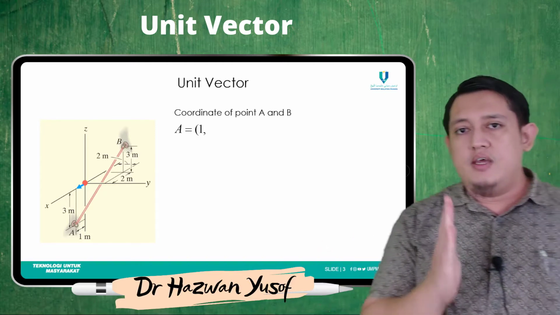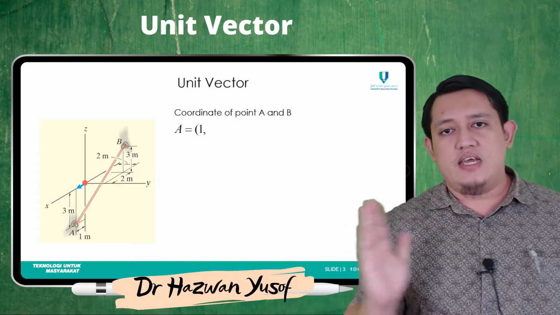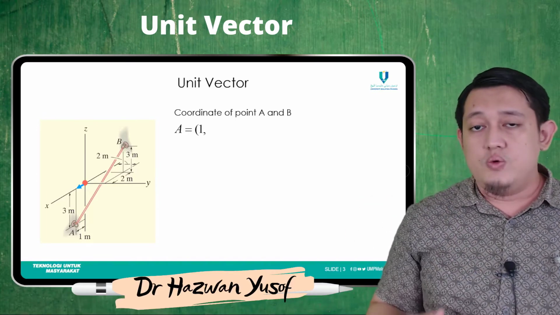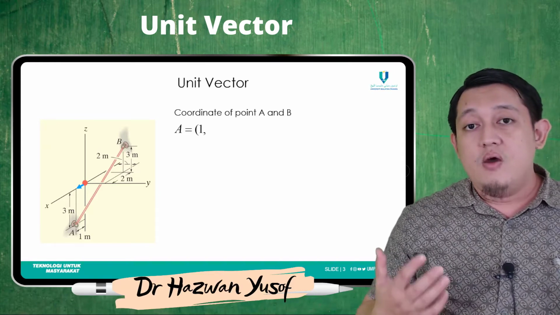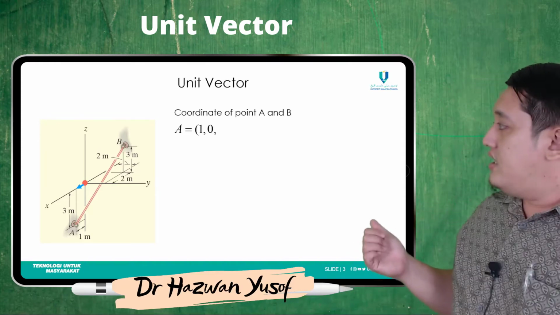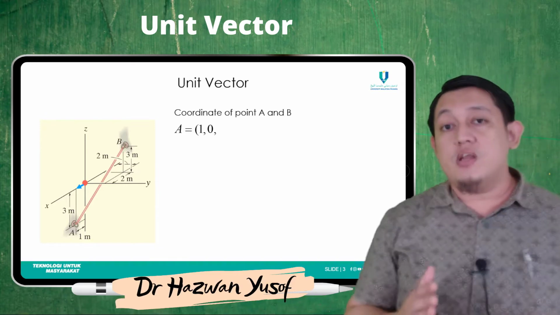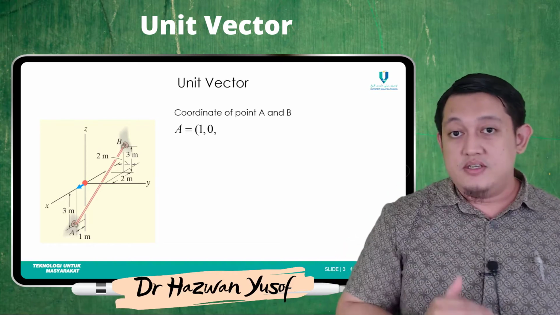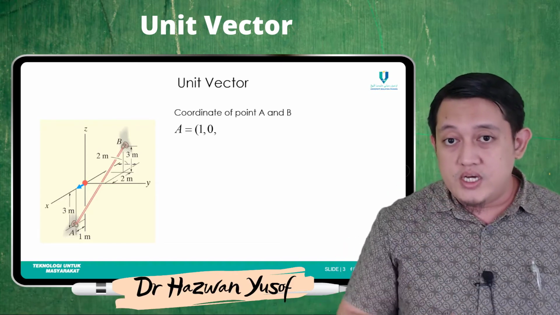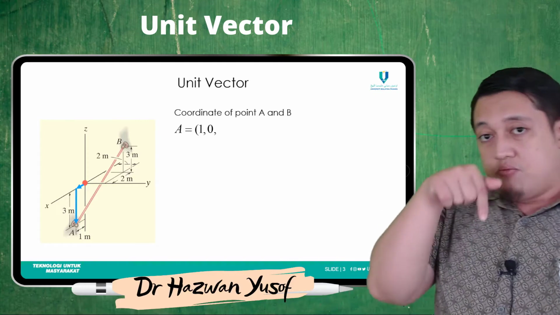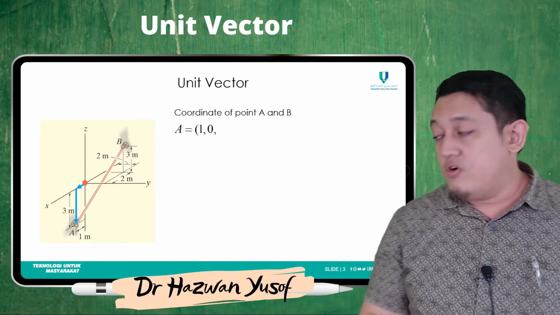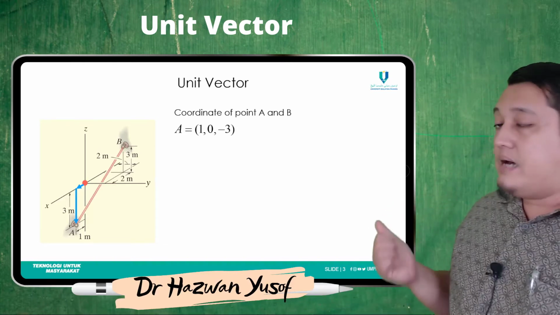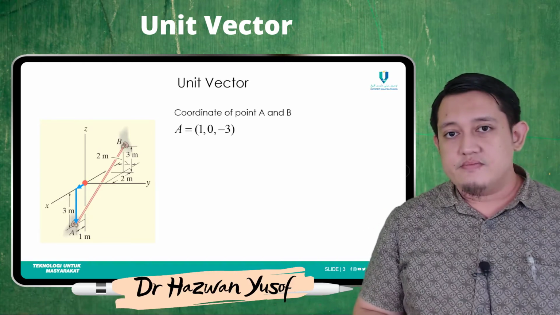Next, what about y direction? Do we need to move to the right side or the left side to get to point A? No need, so we don't need to move in y direction. That's why the coordinate of y is 0. And what about z? Do we need to move downwards or upwards? Yes, we need to move downwards. The direction is this one, moving downwards for 3 meters. So that's why the coordinate of z here becomes negative 3.